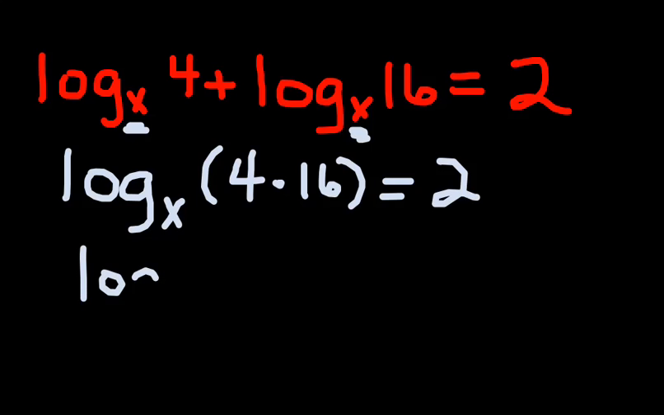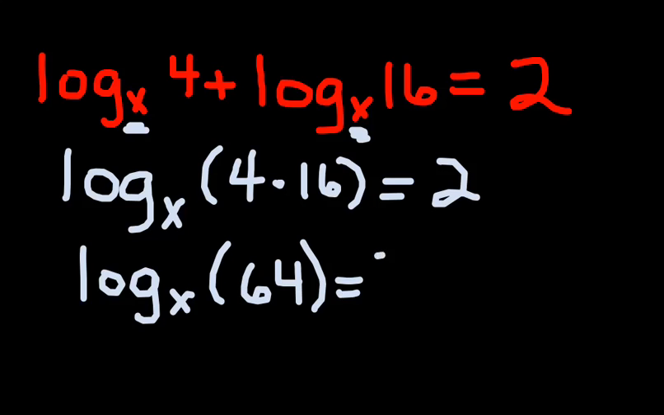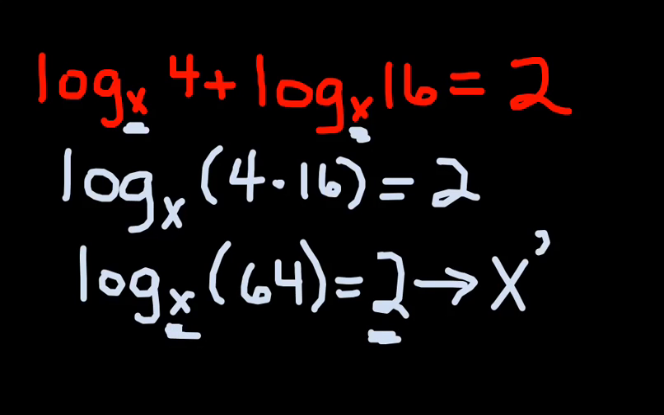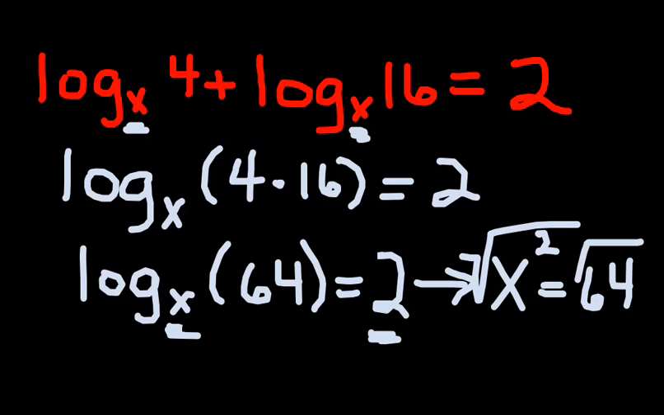So we're going to rewrite this problem as the log base x of 4 times 16, which is 64, equals 2. And now we can solve this as we've done before by rewriting this as an exponential equation. X, the base, raised to the second power, equals the argument of 64. And we simply take the square root of both sides of these, and x is equal to 8 in this case. So we've solved for a missing base by combining using the properties that we've learned and then solving it.